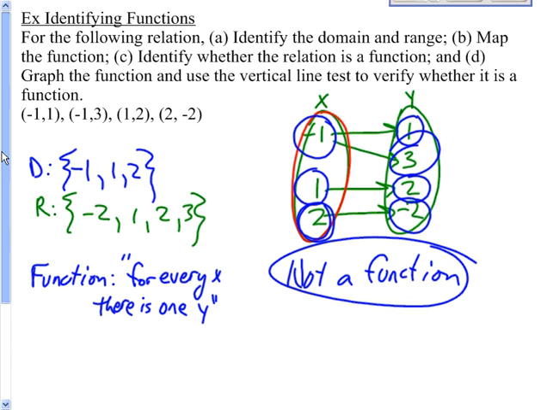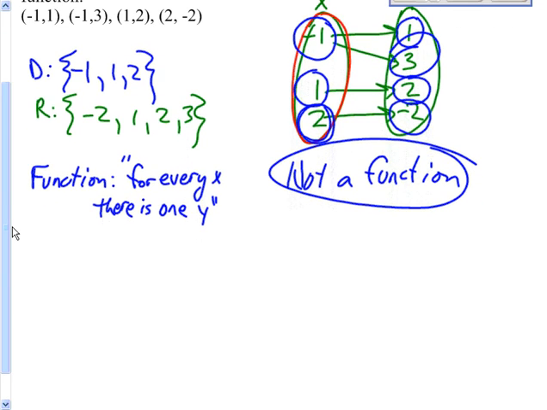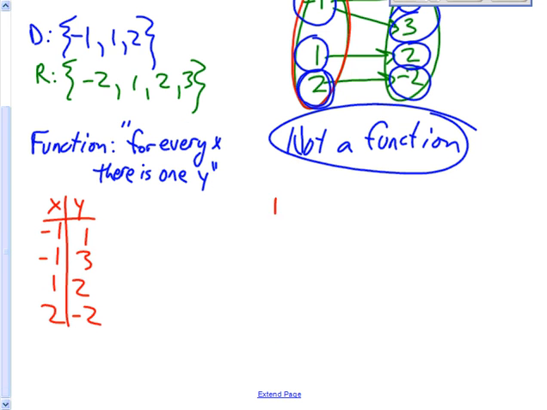So part D asks us to graph this function. Let me write these ordered pairs: -1, 1, -1, 3, 1, 2, 2, -2. All right, let's graph this thing. -1, 1. This is our x value, then y value, right? So we go to the left 1 and then we go up 1. -1, 3. So left 1, up 3. 1, 2. So to the right 1 and up 2. 2, -2. To the right 2, down 2.